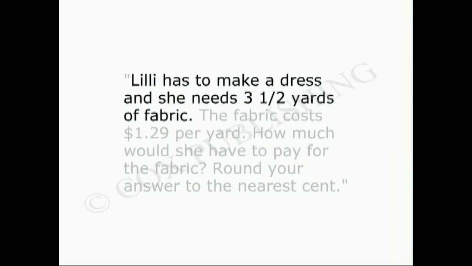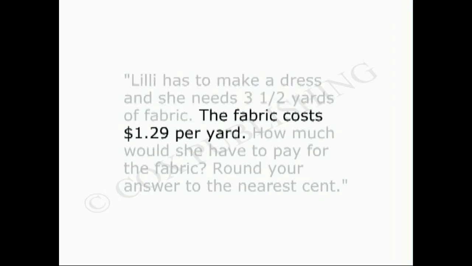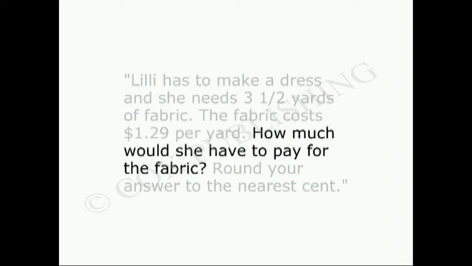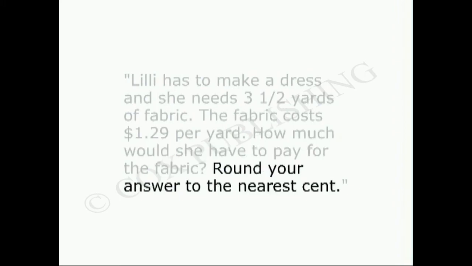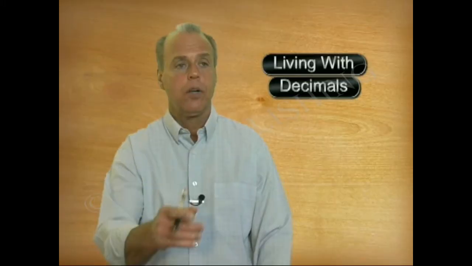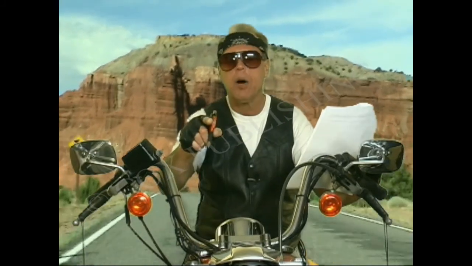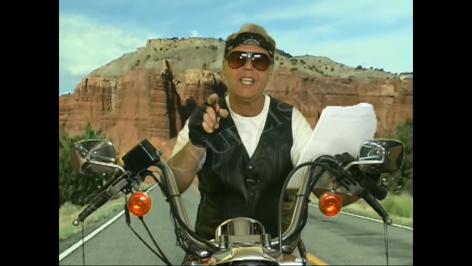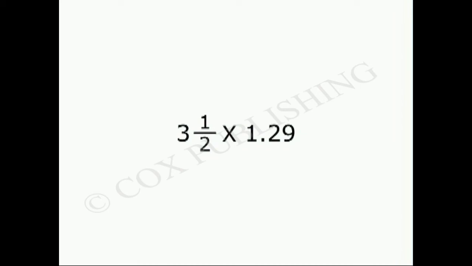Here's another word problem. Lily has to make a dress, and she needs 3½ yards of fabric. The fabric costs $1.29 per yard. How much would she have to pay for the fabric? Round your answer to the nearest cent. Irving? I have to multiply 3½ times $1.29, which is the same as the decimal number 1 29 hundredths. I have to change the fraction 1/2 to the decimal number 5/10 by dividing 2 into 1, so that my numbers are all in the same form.